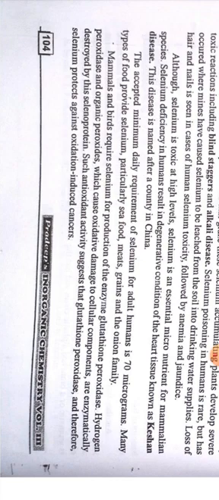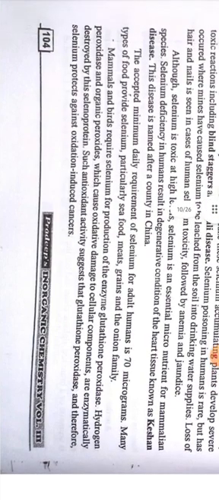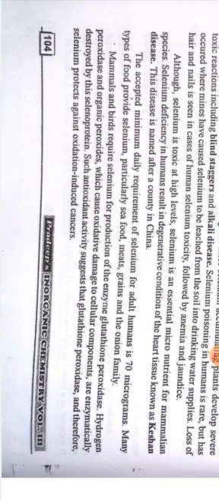Mammals and birds require selenium for production of an enzyme, glutathione peroxidase. Hydrogen peroxide and organic peroxides, which cause oxidative damage to cellular components, are enzymatically destroyed by this selenoprotein. Because of such antioxidant activity of glutathione peroxidase, selenium protects against oxidation-induced cancer.